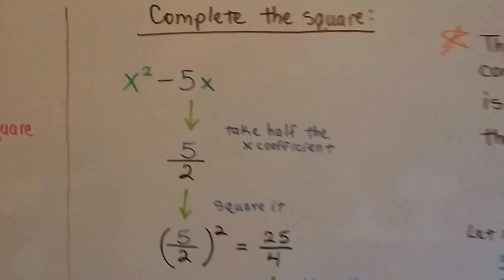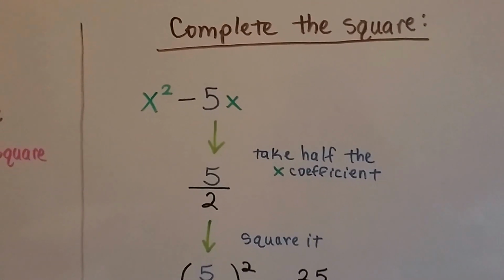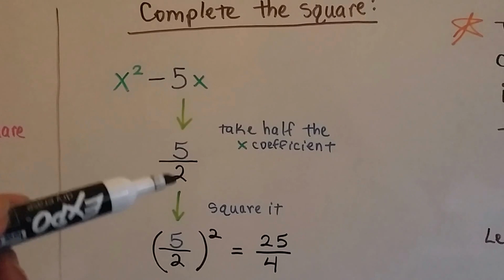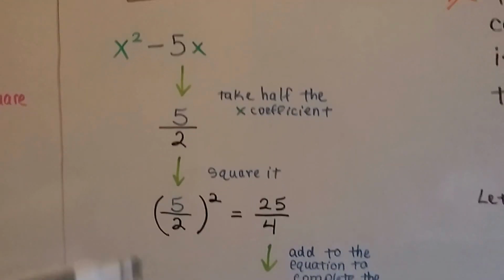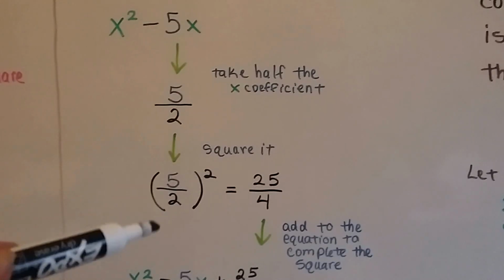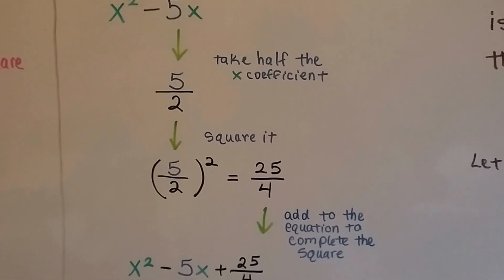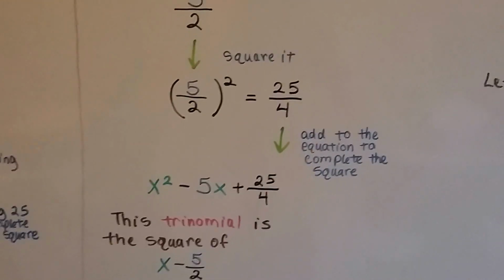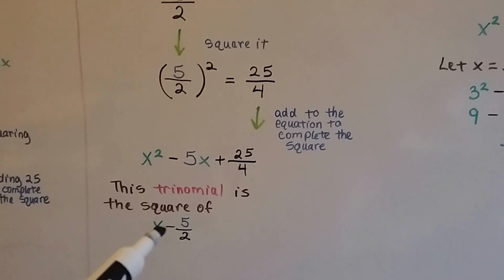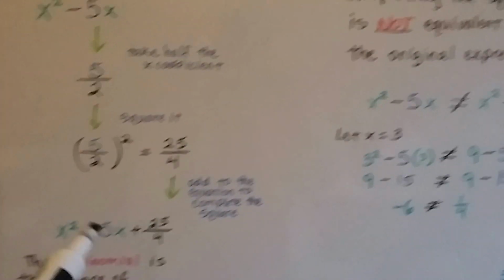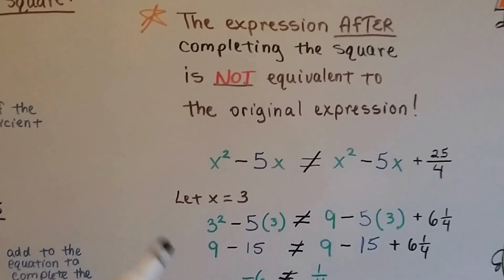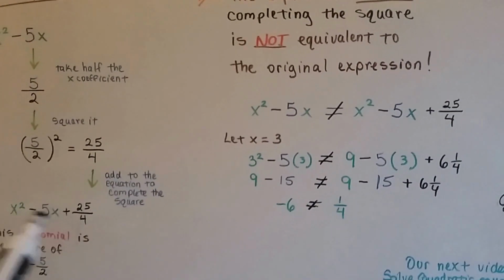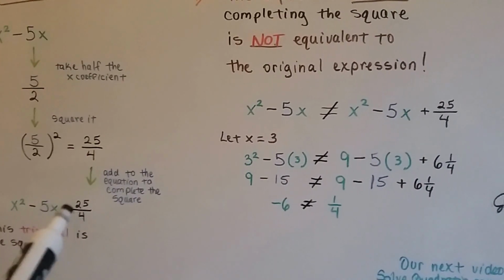So check this out. We can complete this square. x squared minus 5x. We take half of the x coefficient, and because it's a 5 and it's an odd number, we just leave it as 5 halves, okay? We square it, so 5 halves times 5 halves gives us 25 over 4, doesn't it? We add that to the back of our binomial, and we now have a trinomial. This trinomial is the square of (x minus 5 halves), see? And again, this expression after completing the square is not equivalent to the original one up here. It's completely different because now we've got this c value, this 25 fourths.